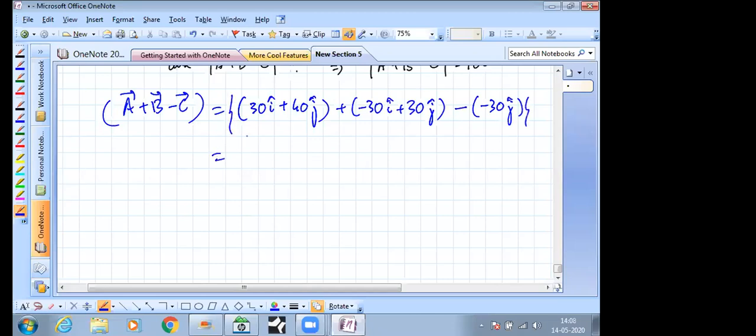Now if you take your I cap common, you can see you have 30 minus 30 plus 0 I cap. And for J cap, you have 40 plus 30 minus of minus, so that becomes plus. That's it. That becomes your answer. It becomes 100 J cap.